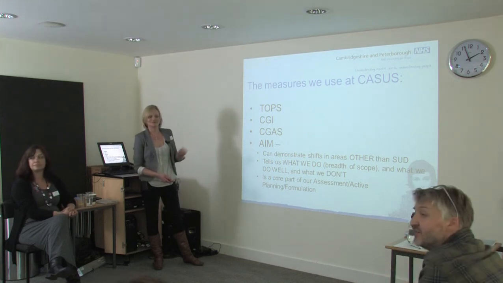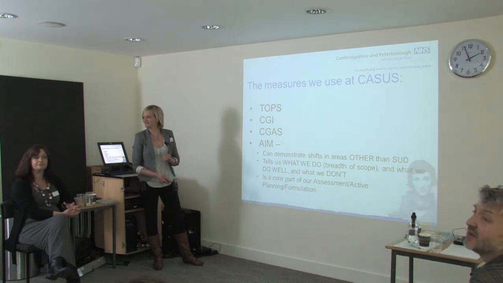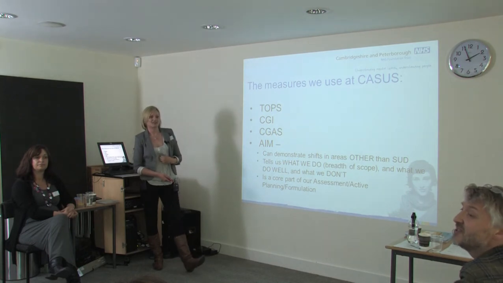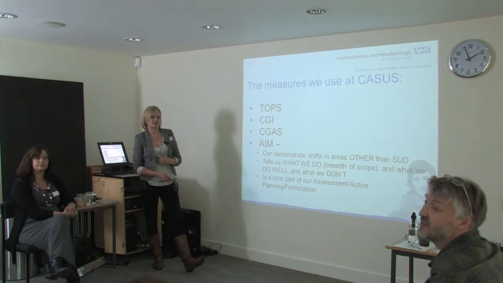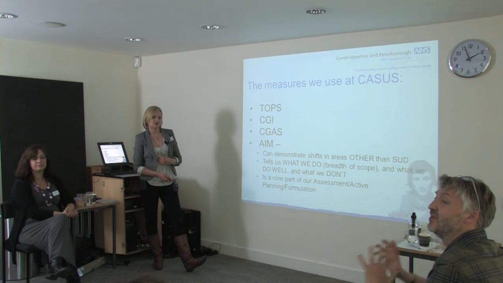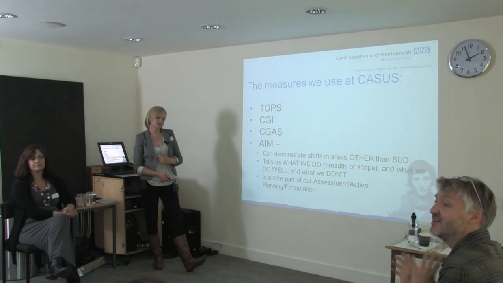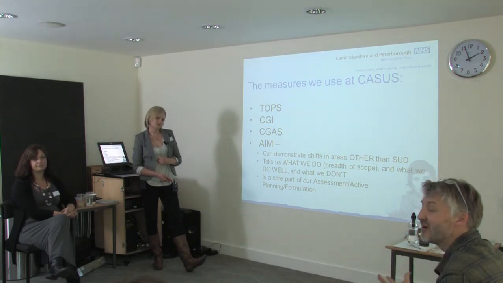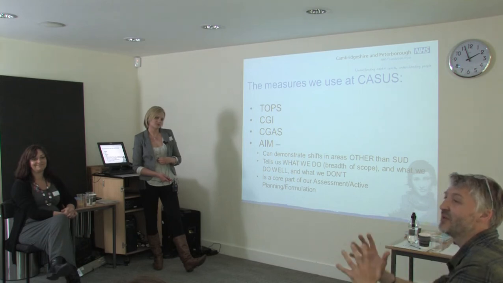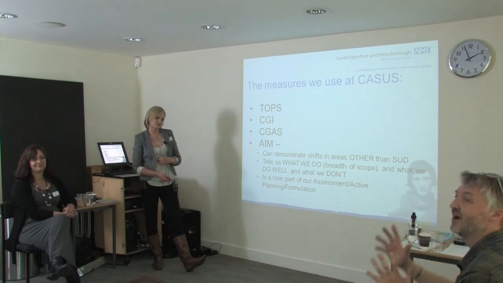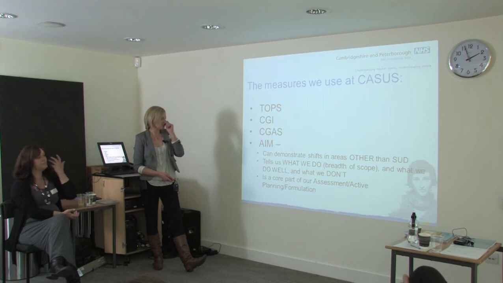So what is the CGI? Clinical Global Impression. It's a score from 0 to 7 about how severe. It's used in a lot of drug trials. Because it's so simple, it's got quite high inter-rater reliability, but it doesn't tell you very much. But it's quite good for measuring shifts, clinician rated.